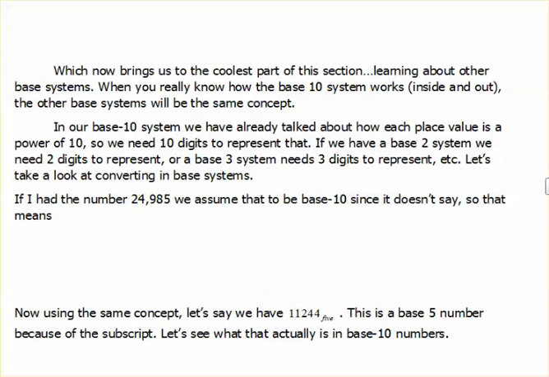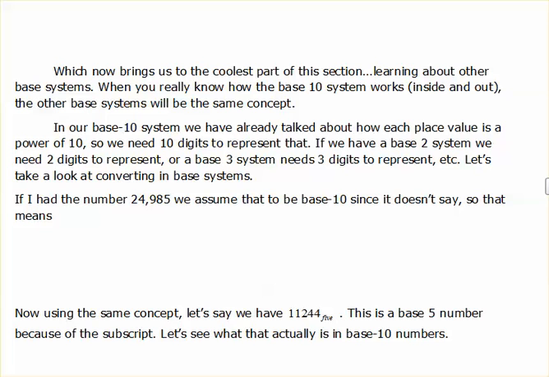Now, I said this brings us to the coolest part of this section, which is learning about other base systems. And I said again, when you really understand our numbers or our base 10 system, then the other base systems are the exact same concept. It's just using a different base rather than 10. So in our base 10 system, we already talked about how each place value is a power of 10, so we needed 10 digits to represent that. If we have a base 2 system, we need 2 digits to represent it. If you had a base 3 system, you'd need 3 digits to represent it, and so on and so forth.